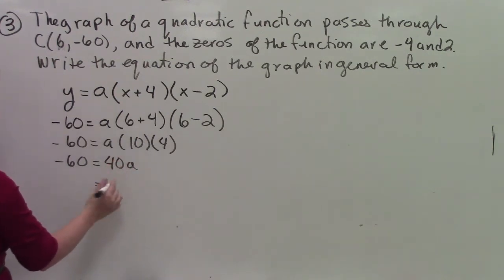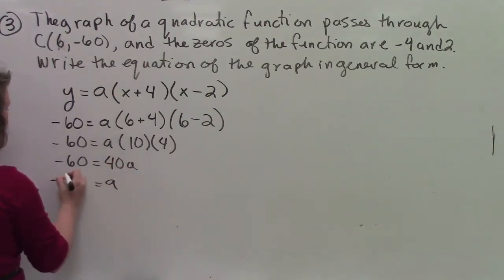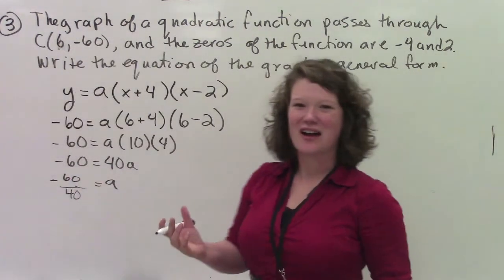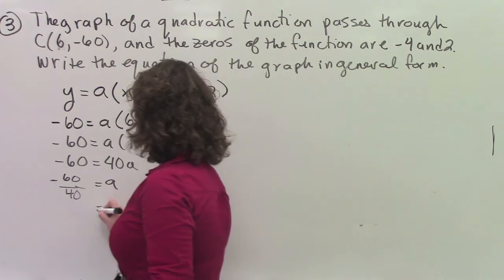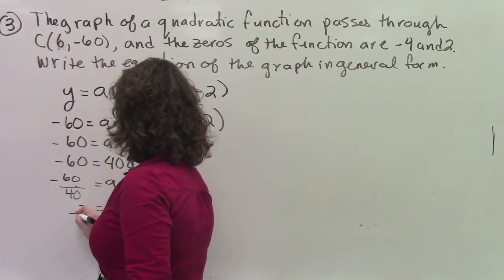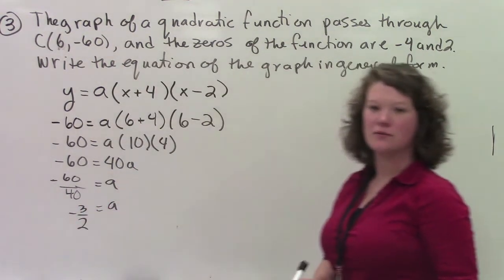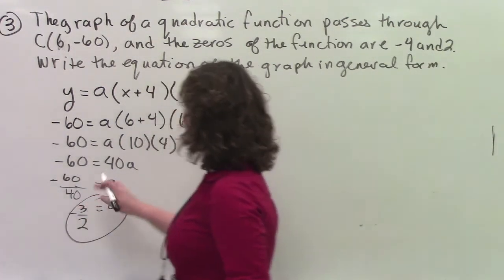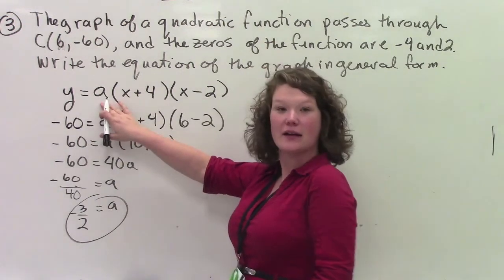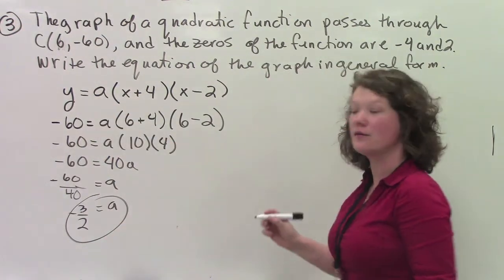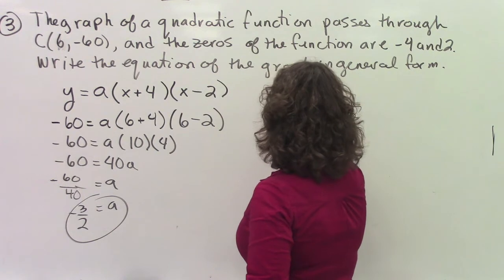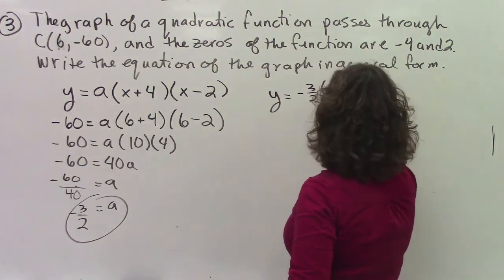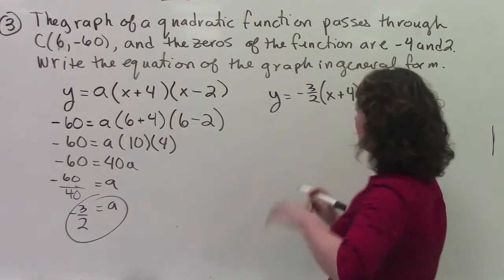So then we just divide both sides. A equals negative 60 over 40. But that's not a really nice fraction to be dealing with. We want to simplify it down further. A equals negative 3 over 2. This is great. So now what I can do is, instead of having an a here, I can just plug in my negative 3 over 2. Y equals negative 3 over 2, x plus 4, x minus 2.